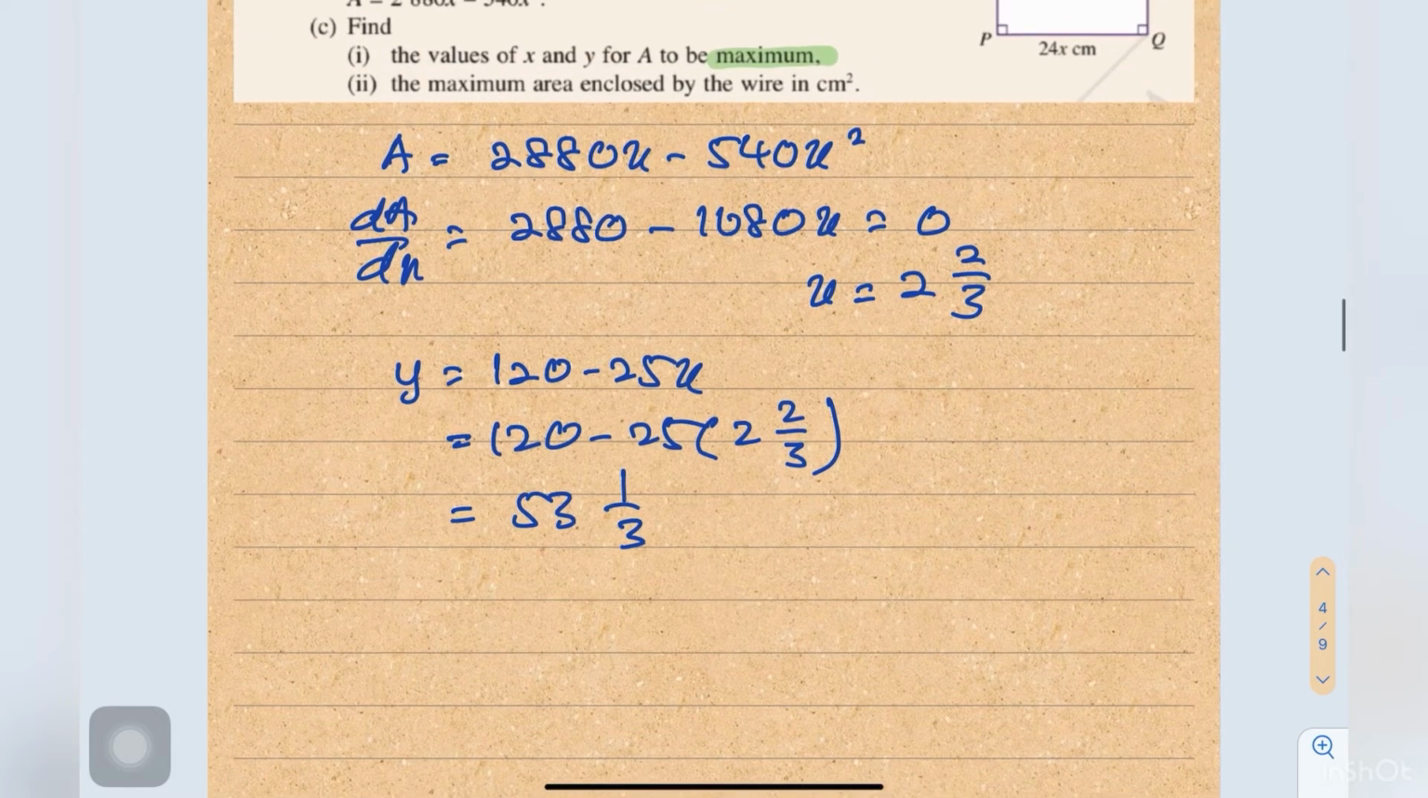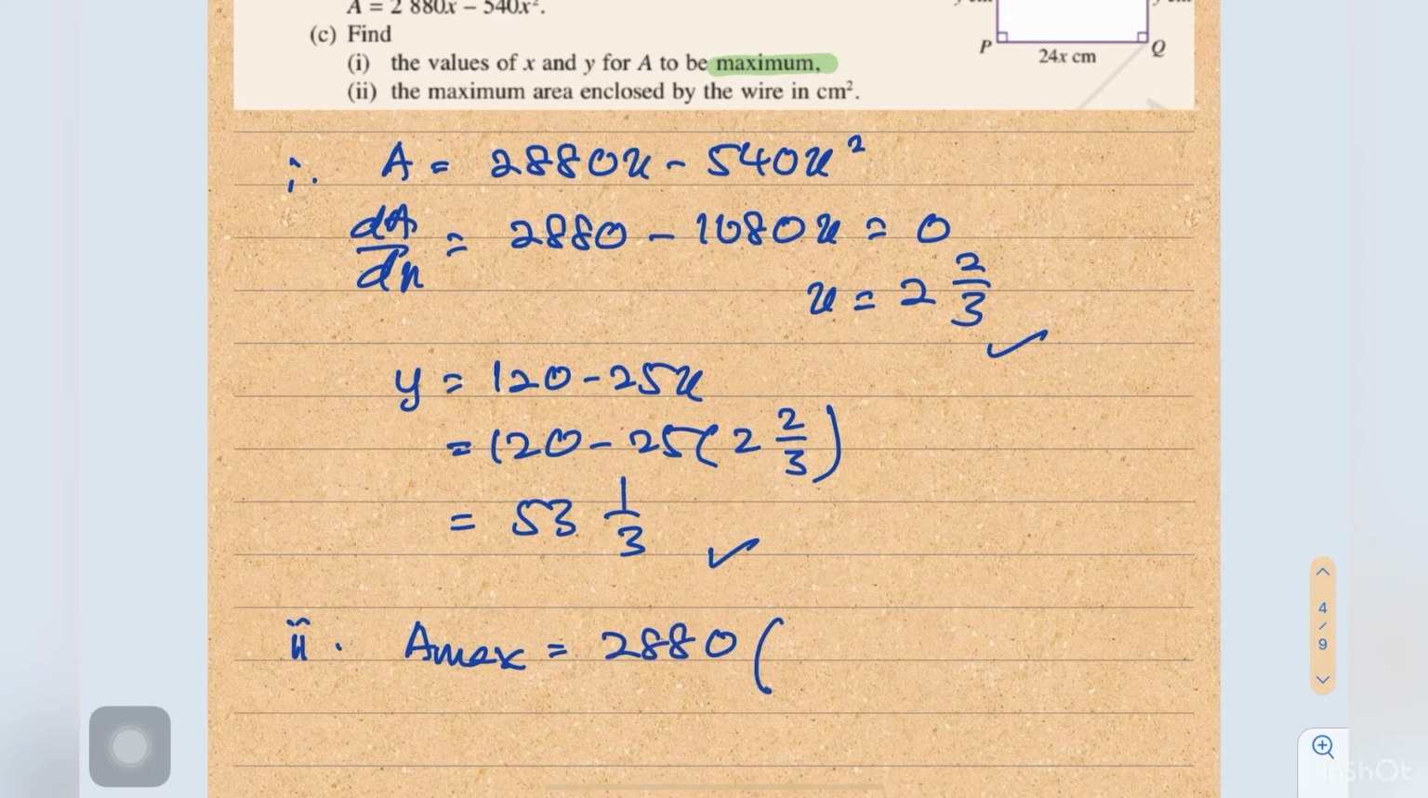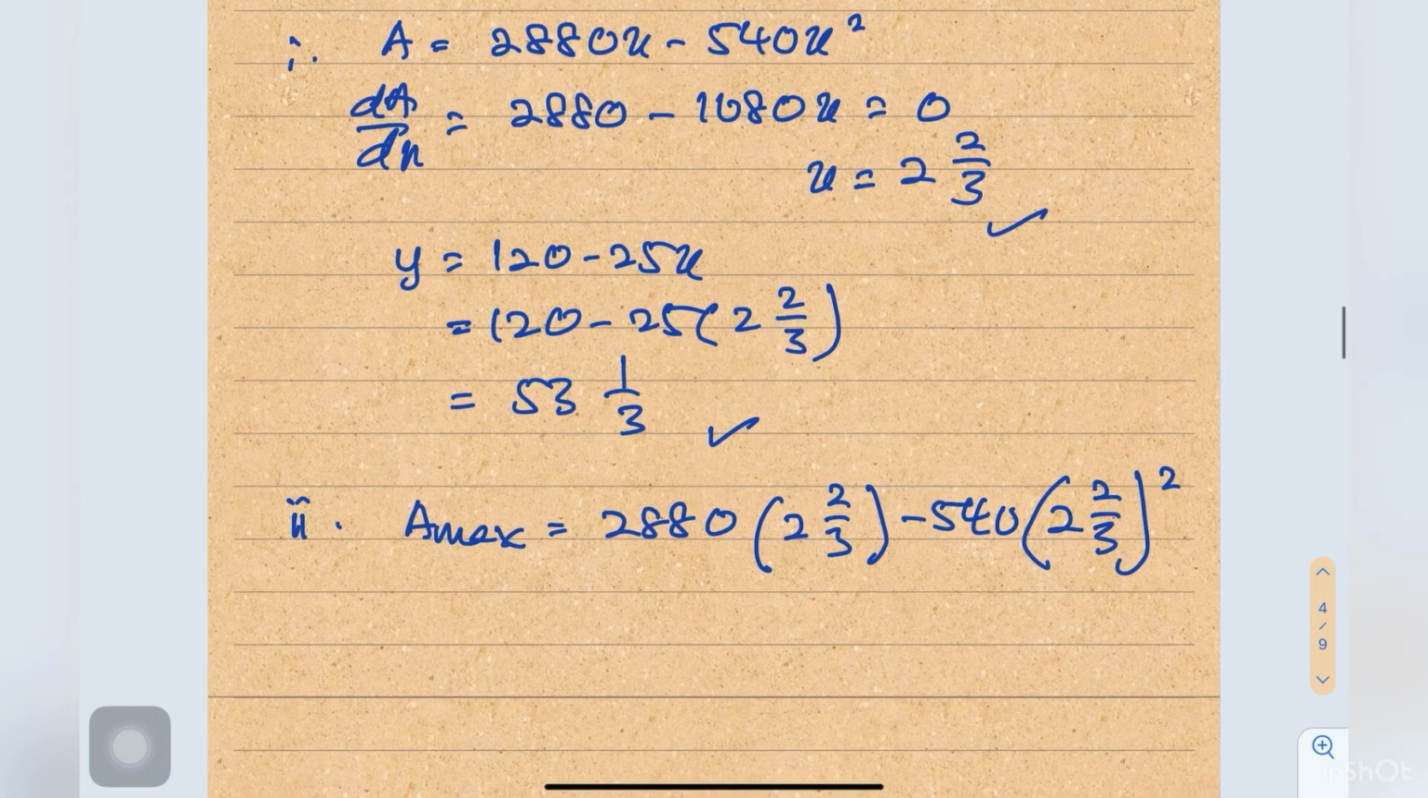Okay, so then C2. This one C1. Okay, C2. The maximum area enclosed by the wire in centimeters squared. Okay, actually these two values of x and y make the area maximum. So the maximum area, we substitute into A. So 2880 times 2 over 3 minus 540 times 2 over 3 squared. Okay, so then equals 3840 centimeter squared.